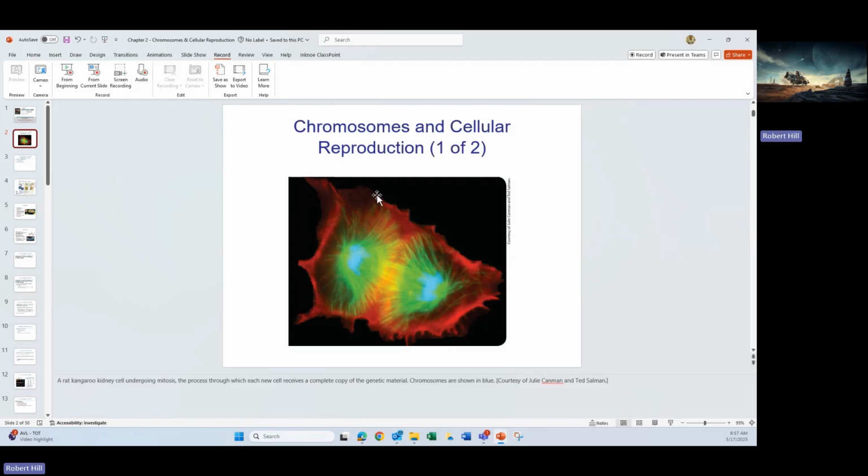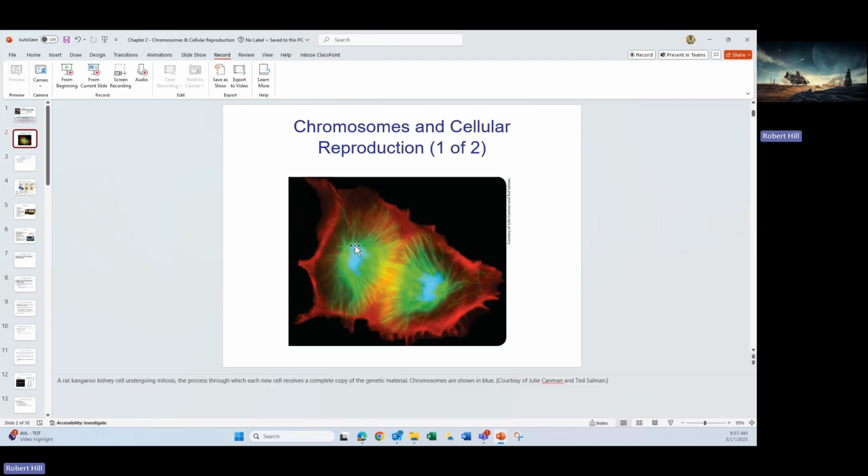And it's got a red stain for the cell membrane. It's got a blue stain for probably the DNA there. It's a typical DAPI blue stain. And then the green represents the spindle apparatus, which is a network of microtubules that actually move the chromosomes.